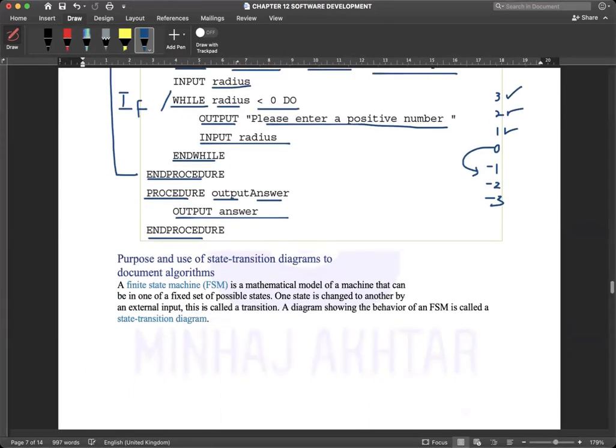Okay, now proceeding. Purpose and use of state transition diagrams. Okay, do you remember the state transition diagrams topic?